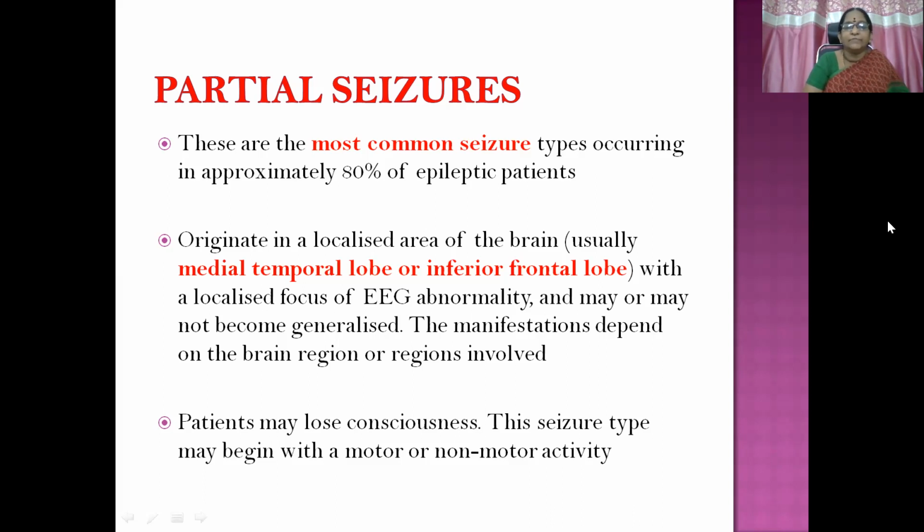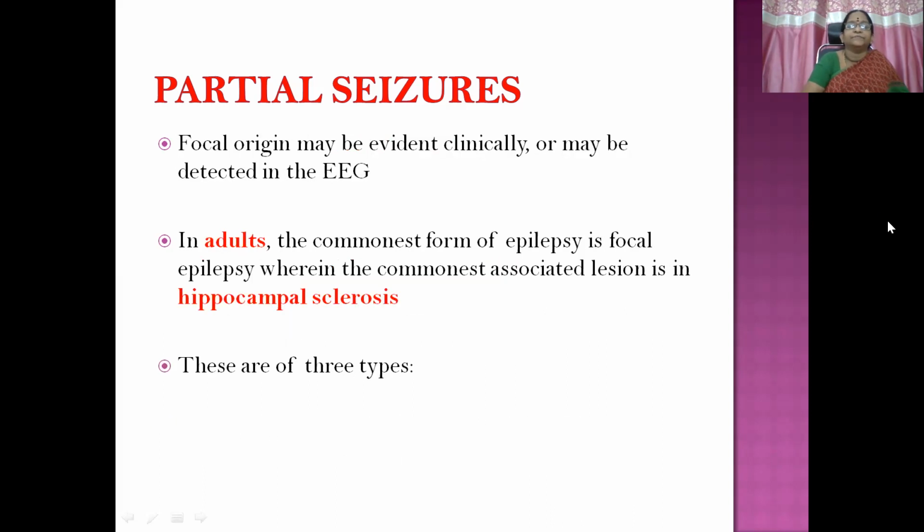Manifestations depend on the brain region or regions involved. Patients may lose consciousness, and this may begin with motor or non-motor activity. The focal origin may be evident clinically or may even be detected on EEG, based on the clinical manifestations or investigations. In adults specifically, the commonest form of epilepsy is focal epilepsy. In most cases we see focal epilepsy, and the commonest associated lesion is hippocampal sclerosis. It is again divided into three subtypes.